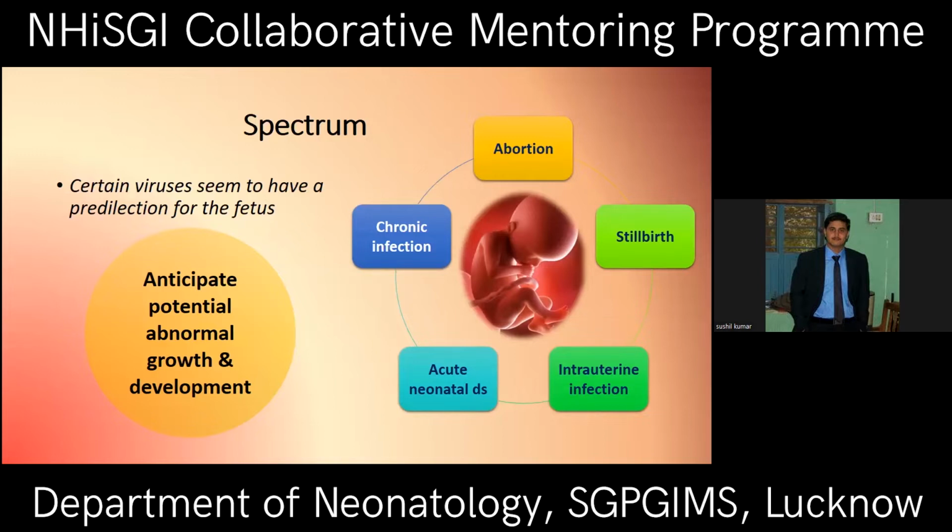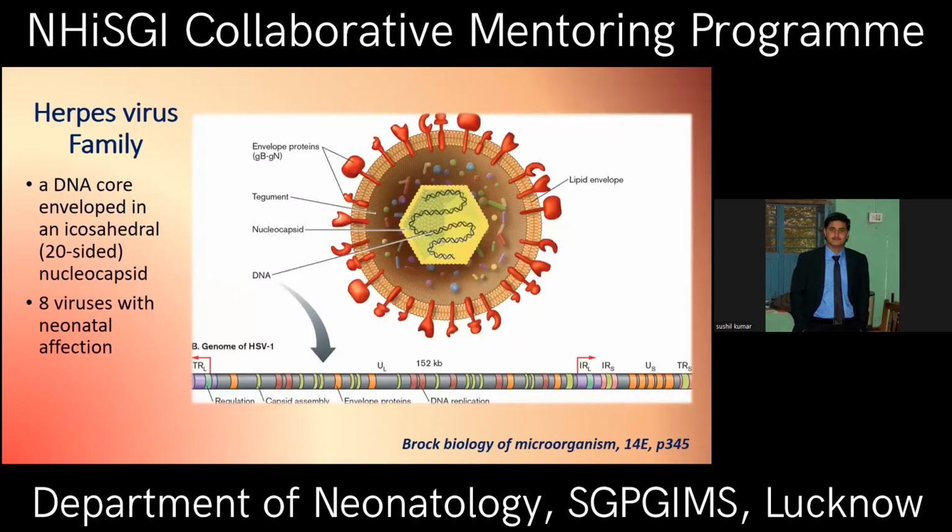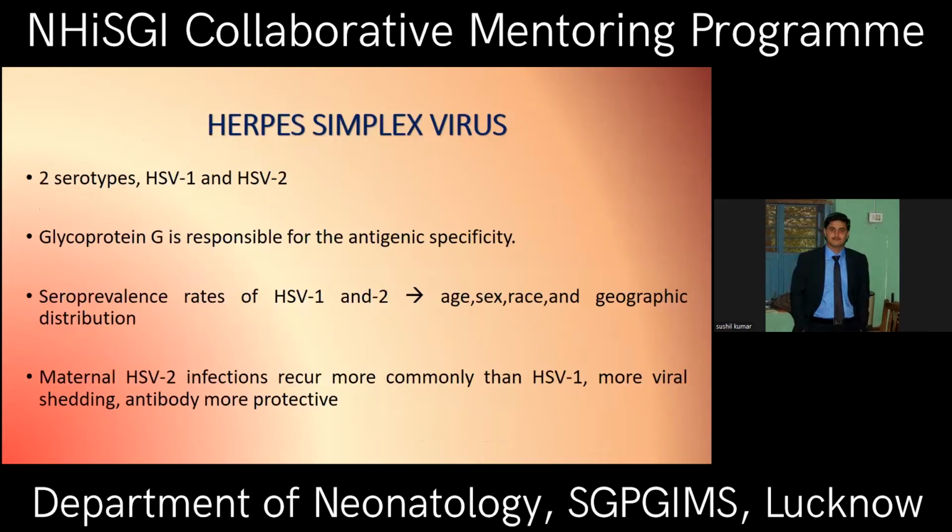Herpes simplex viruses belong to the herpes virus family. They are double-stranded DNA viruses, with a total of 8 subtypes, and all of them have been known to be associated with neonatal infection. The most common are herpes simplex virus type 1 and type 2. The serological distinction is based on the structural component of glycoprotein G present on the surface of the virus.